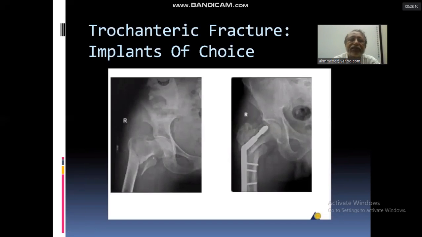That is the standard system. There are other systems also. This is an unstable type of fracture. It has been stabilized with this one.